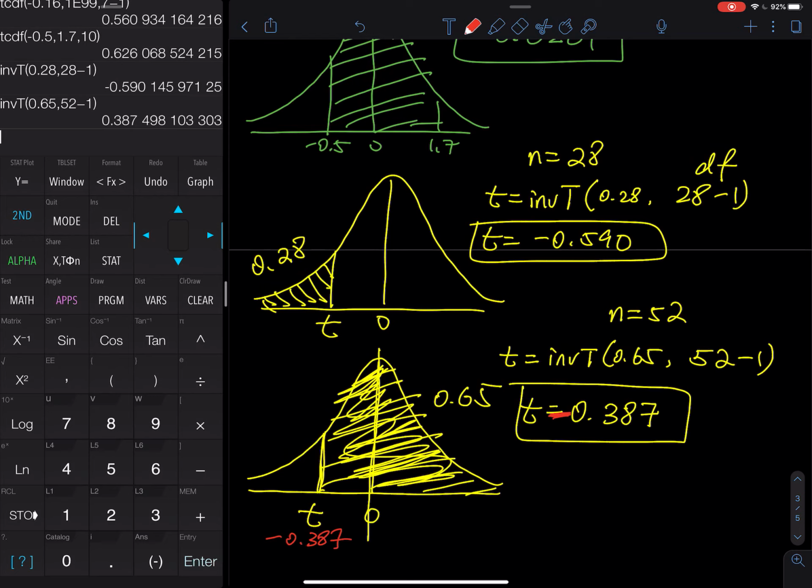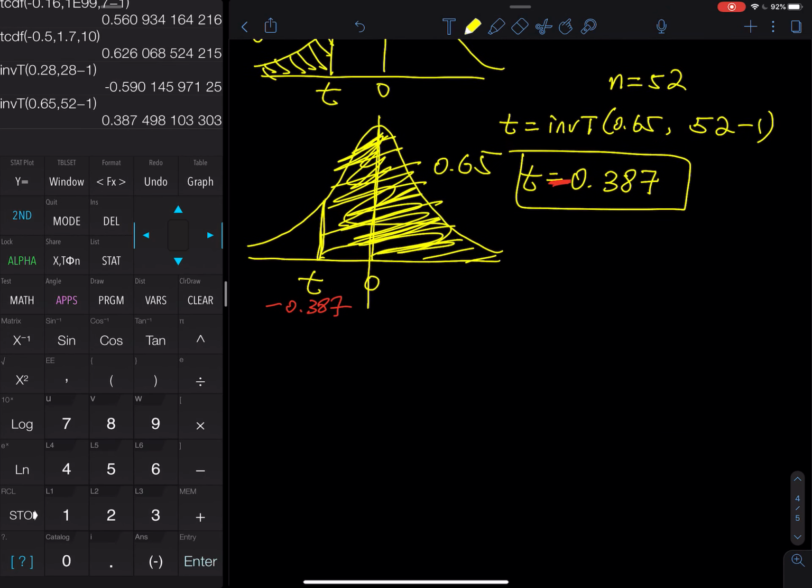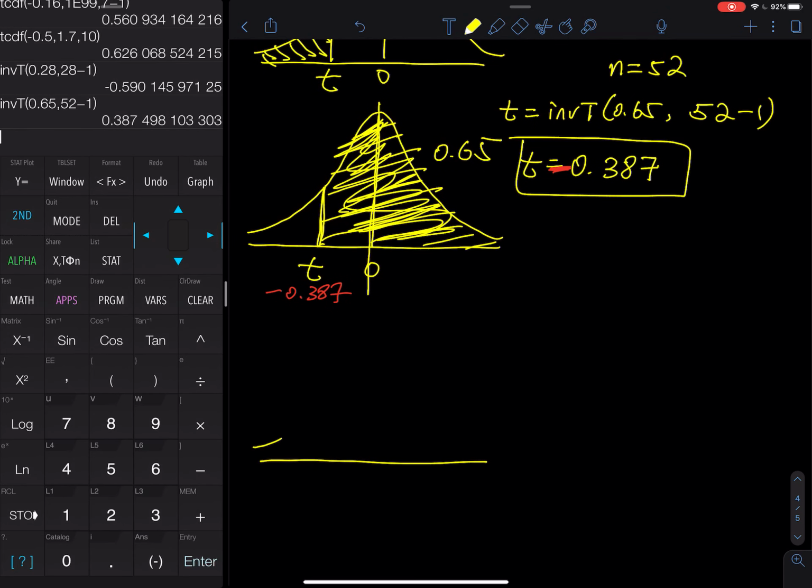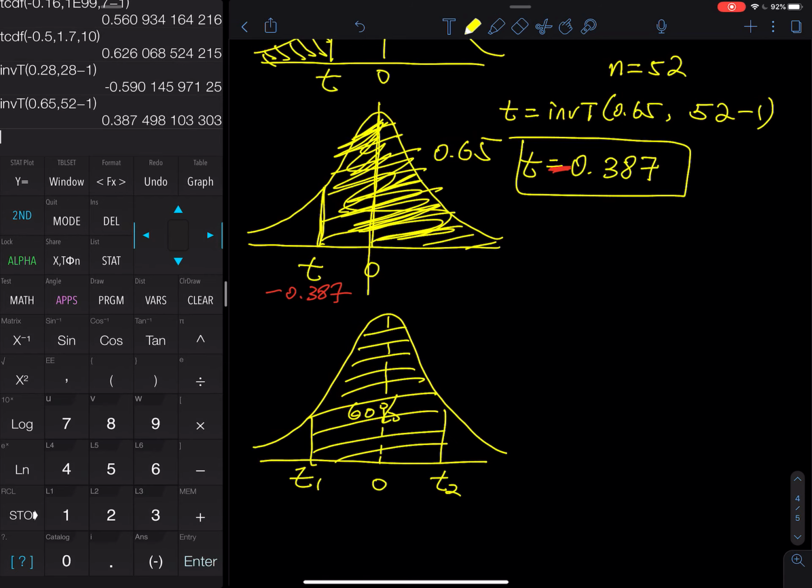What if you have an area right in the middle? So let's say we have 60%. How's that? 60% right in the middle. And then this is a 0. How do you find a T1 and a T2? This is the area that I have. First, you have to find the area on the left side and on the right side. You have 60 in the middle, right? So if you take 100% minus 60 equals 40 divided by 2, you have 20% on each side.